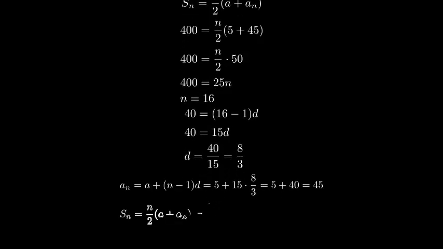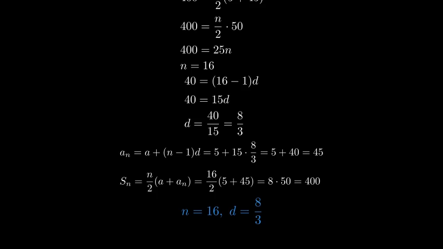We check our solution. With n equals 16 and d equals 8 over 3, the last term a sub n would be a plus n minus 1 d equals 5 plus 15 times 8 over 3 equals 5 plus 40 equals 45. The sum would be n over 2 times a plus a sub n equals 16 over 2 times 5 plus 45 equals 8 times 50 equals 400. Therefore, the number of terms is 16, and the common difference is 8 over 3.